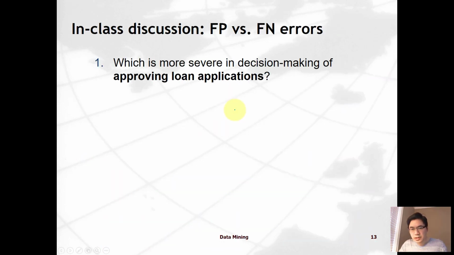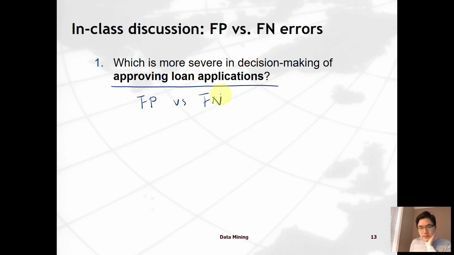All right, now, given that example of income classification and loan approval, let's look at other situations. Now, in the case of loan applications, which error, false positive versus false negative, which error is more consequential? Meaning, if you would make a choice between these two errors, which one leads to loss of more money, or which one leads to the earning of less money?